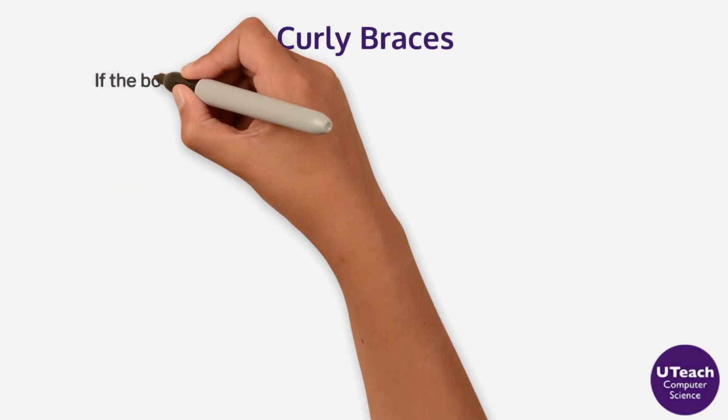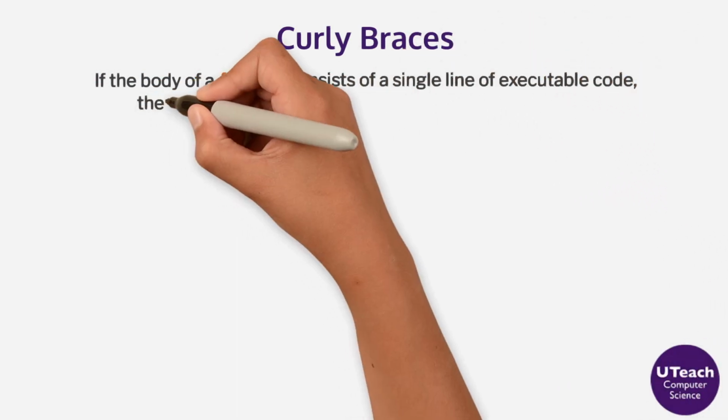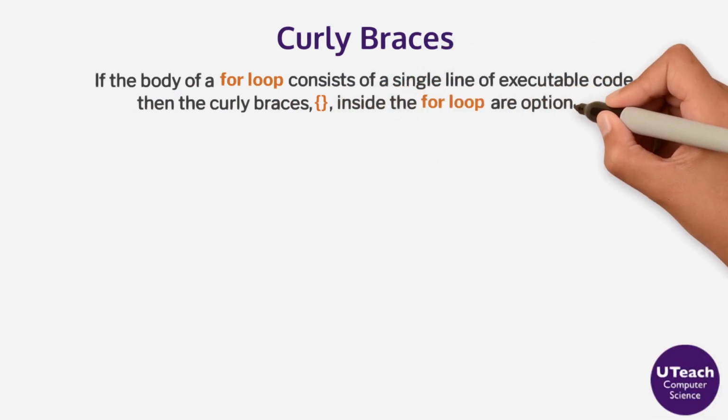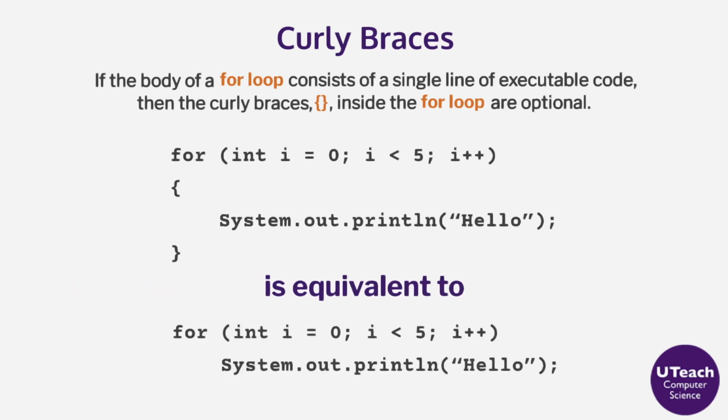If the body of a for loop consists of a single line of executable code, then the curly braces inside the for loop are optional. This block of code is equivalent to this block of code.